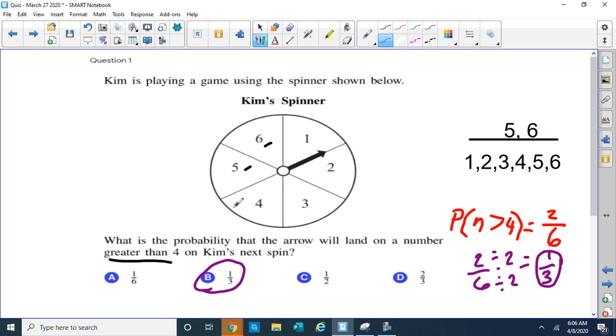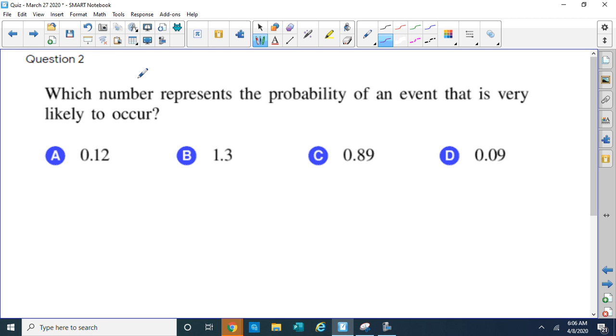So I hope you got that right. Let's go on to our next question. Which number represents the probability of an event that is very likely to occur? And there is another keyword, very likely to occur. Likely means it has a good chance of occurring.